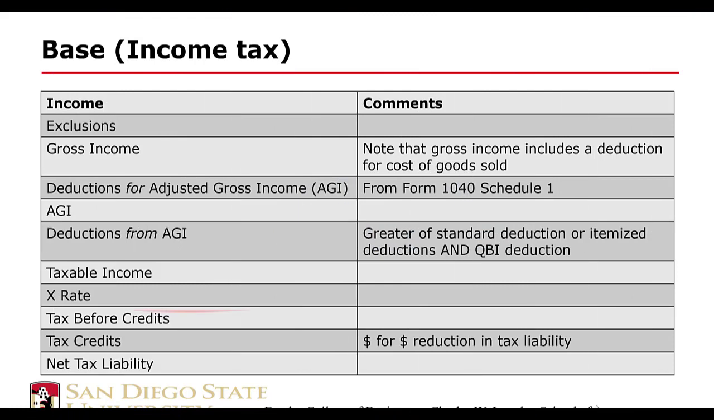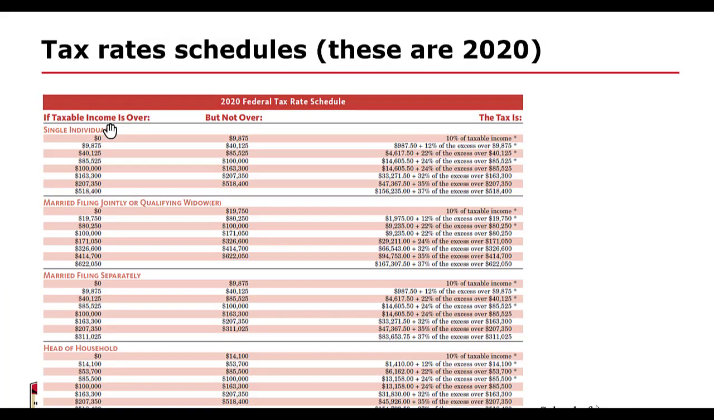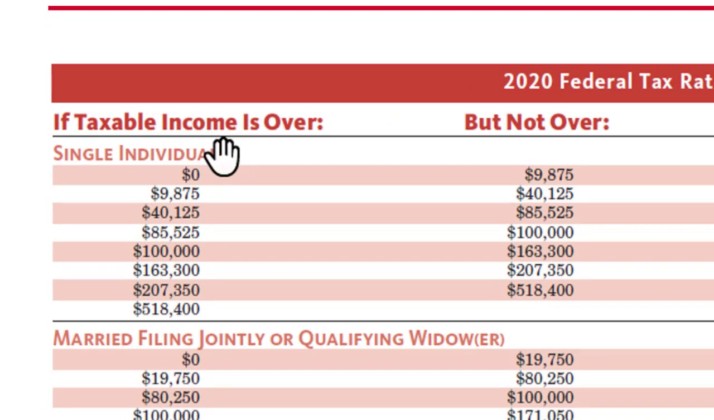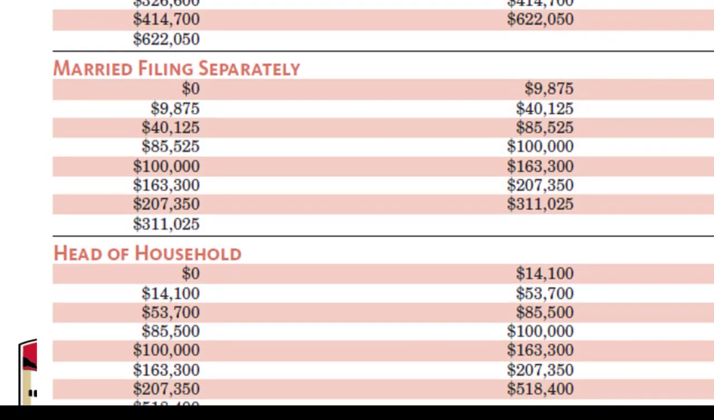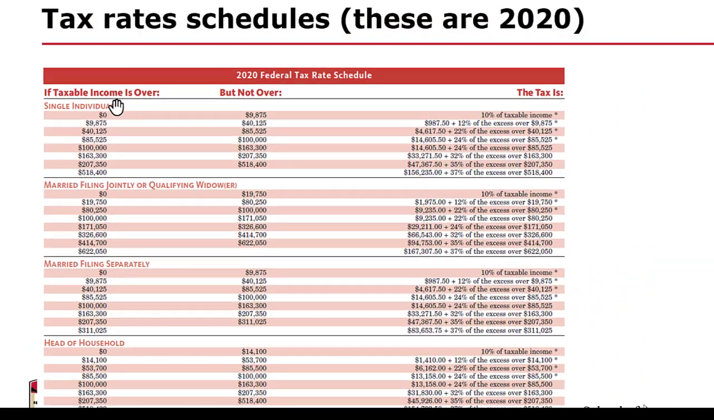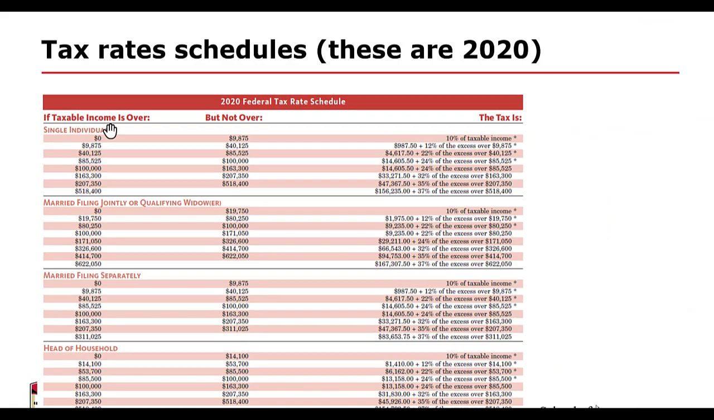So the next item that we're going to cover is getting to the rates. So taxable income, we've just calculated, right? So that's the gross income minus for AGI minus from AGI. Taxable income, to multiply that by a rate, these are last year's rate schedules. As you can see, there's a rate schedule for single, married filing joint, married filing separate, head of household. We'll talk about what those mean here shortly before the video's over.